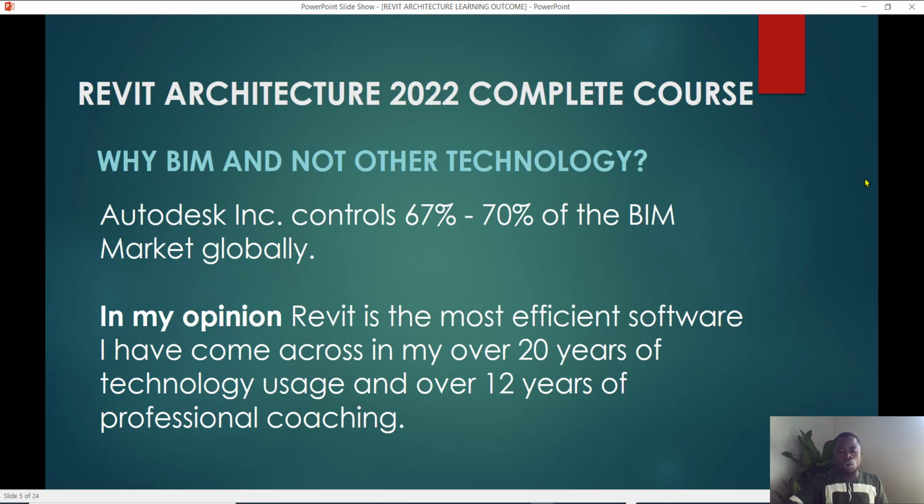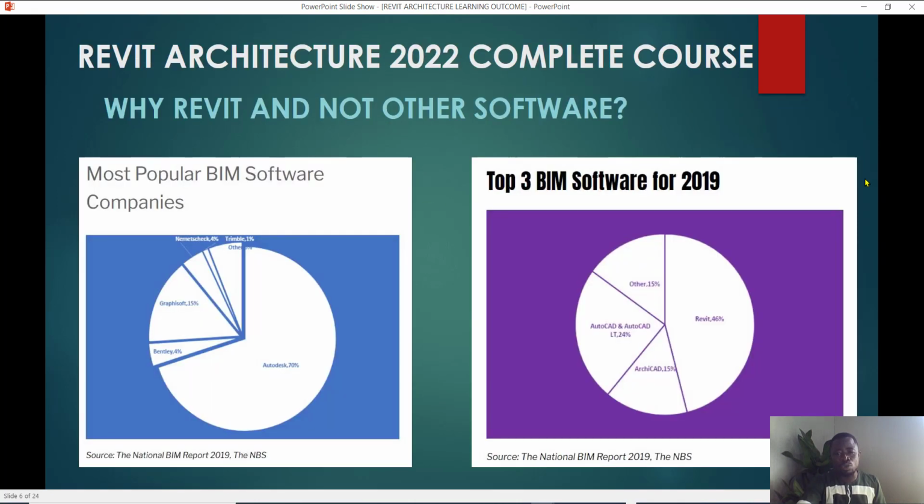Autodesk controls between 67 to 70% of the BIM market globally. And in my opinion, Revit is the most efficient software I have come across in my over 20 years of technology usage and over 12 years in professional coaching in Revit. I always recommend Revit because they keep improving the program, putting in advanced features that will make you stand out.